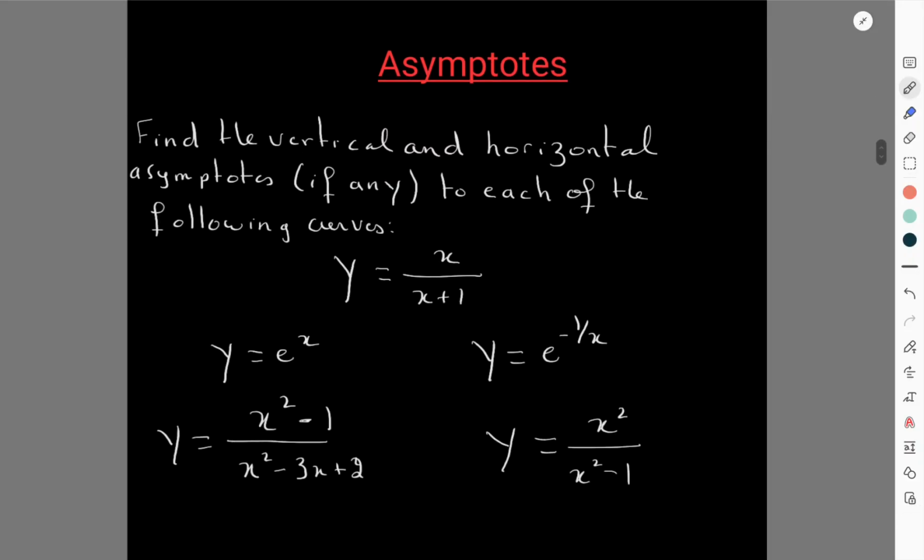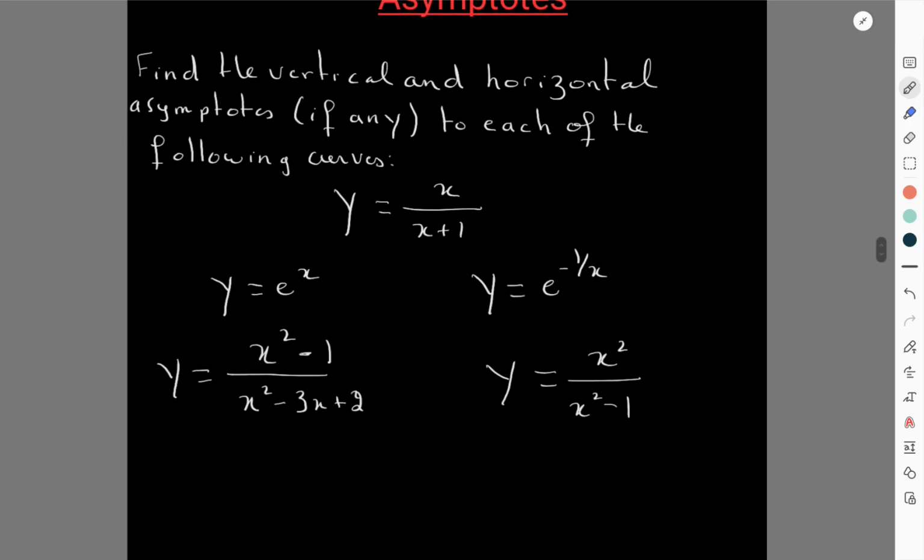Hi everybody. Today we'll be looking at vertical and horizontal asymptotes to each of the following curves. Okay, so before we begin, let us remind ourselves.